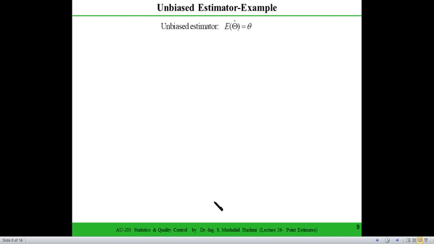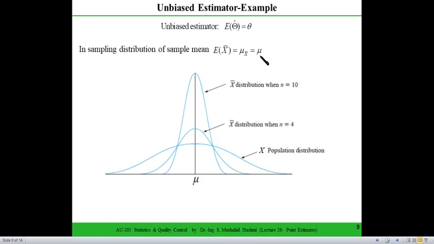We have already seen this definition for an unbiased estimator: if you have an estimator which is always from some sample, and you calculate the expected value and end up with the same value as the population parameter, then this estimator theta cap would be called an unbiased estimator. And we have already seen in the sampling distribution case that once you calculate the expected value of your sample mean, it is equal to the population mean. Then we can say that the sample mean is actually an unbiased estimator.